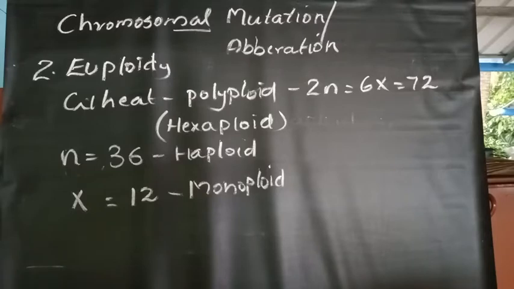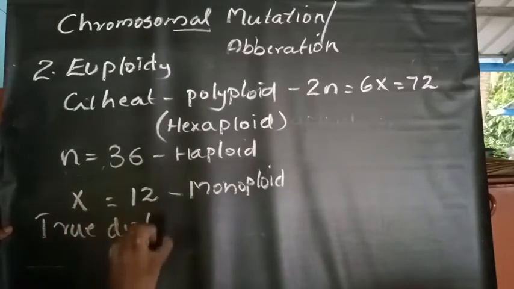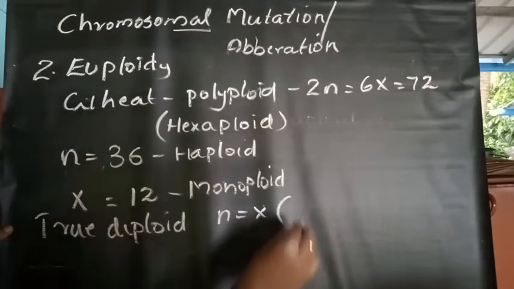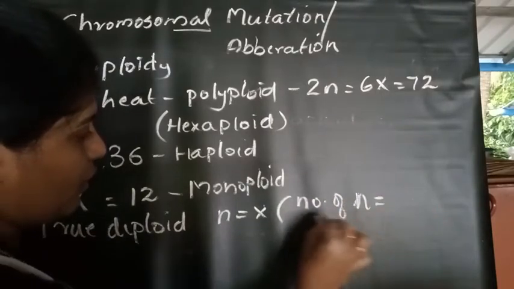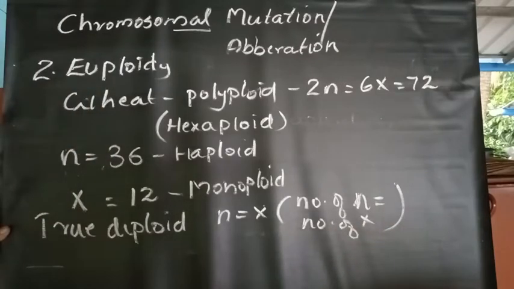In a true diploid, both the monoploid and haploid chromosome numbers are the same. In a true diploid, we can say n equal to h. That is, the number of x equals the number of n. Both the monoploid number and the haploid number are the same. But please be clear, in general they are not the same. The haploid condition is different from monoploid.